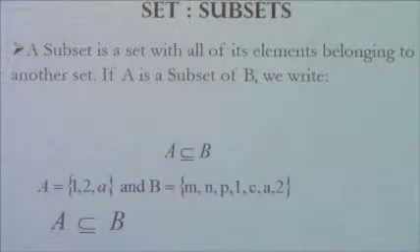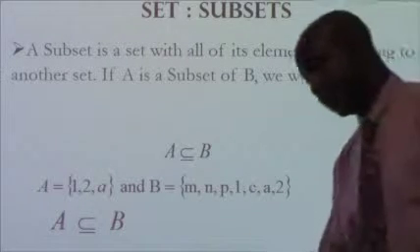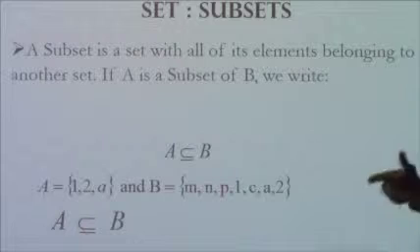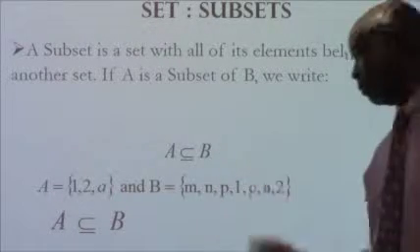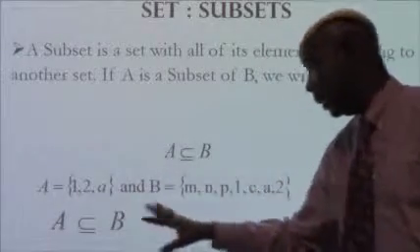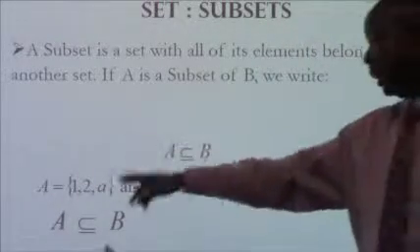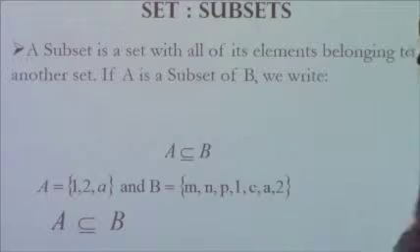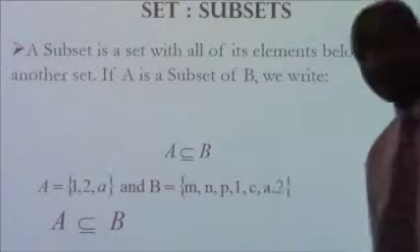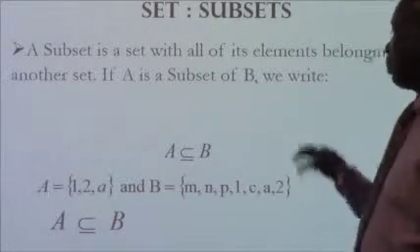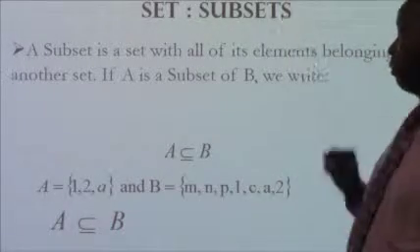Good. Now, a subset is a set which has all of its elements as a part of another set. So A is a subset of B because every element in A is also in B. In A we have 1, we have it in B. We have 2, we also have it in here. In A, we have small a, and we have it here. So A is a subset of B. We say A is a part of B, which means subset.